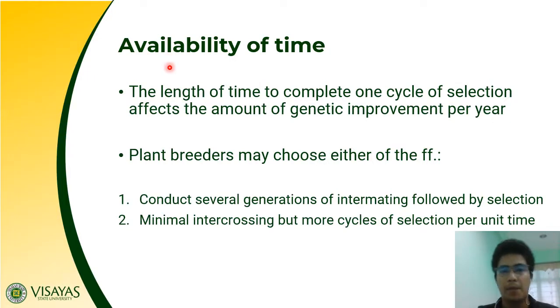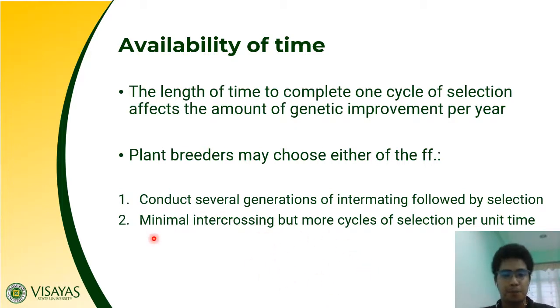The last one is the availability of time. So the length of time to complete one cycle of selection affects the amount of genetic improvement per year. So plant breeders may choose either of the following: either to conduct several generations of intermating followed by selection, or minimal intercrossing but more cycles of selection per unit time. So you have to choose, but most breeders choose the last option, which is minimal intercrossing but more cycles of selection, because of course, as I have told you, selection plays an important role, and it occupies the bulk of the breeding process.